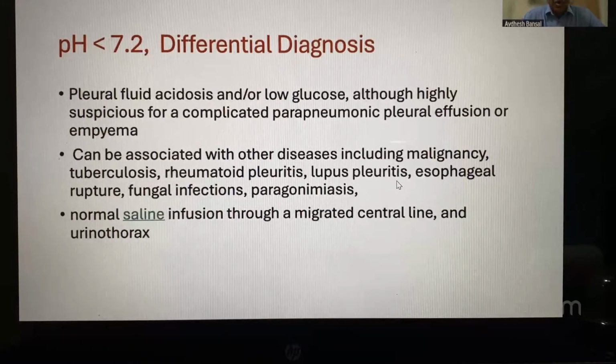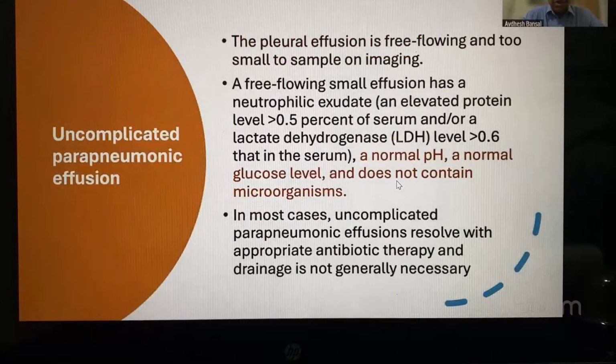So does pH of less than 7.2 always refer to an empyema? Not necessarily, because it can be associated with rheumatoid pleuritis, lupus pleuritis, esophageal rupture, fungal infection. But if you look at it carefully, in all these conditions, if you have a collection of fluid, it would be treated as an empyema and would be drained and then treated accordingly. Normal saline infusion, urinary fluidothorax, again can also give rise to pH of less than 7.2 and again needs to be differentiated from a proper empyema.